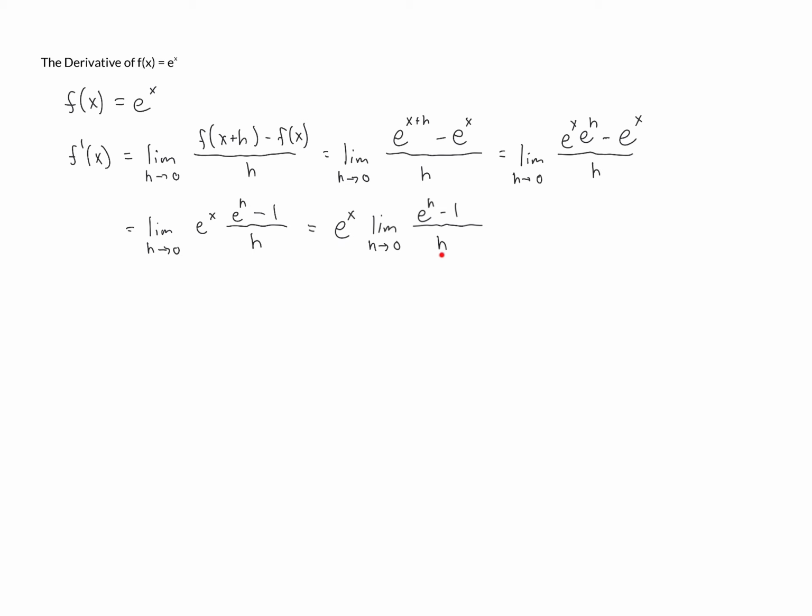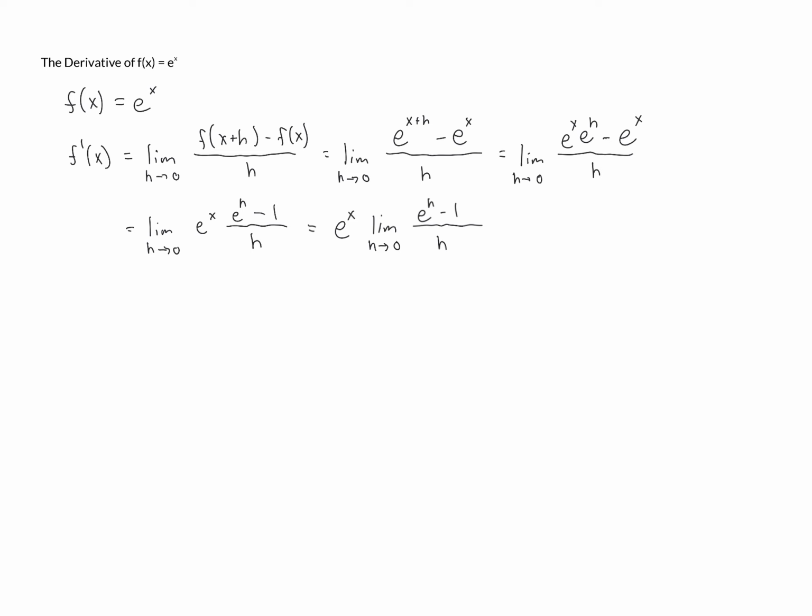So assuming this limit exists and this function is differentiable, the derivative of e to the x is some number times e to the x. We just need to figure out what that number is. Now, we don't have any algebraic tricks that we can use for this particular limit because e to the h does make things a little bit more complicated.